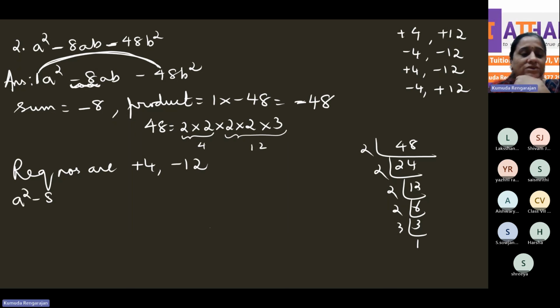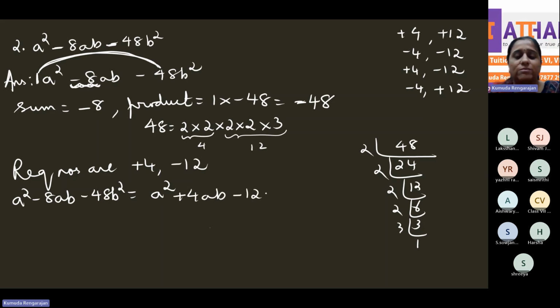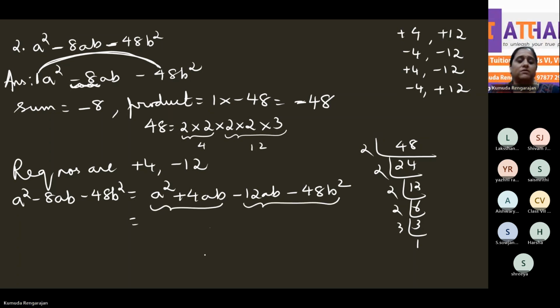a square minus 8ab minus 48b squared. Write the first term as it is. Split the middle term: -8ab should be written as +4ab minus 12ab. And the last term as it is, -48b square. Now, group the first two terms, and group the last two terms.